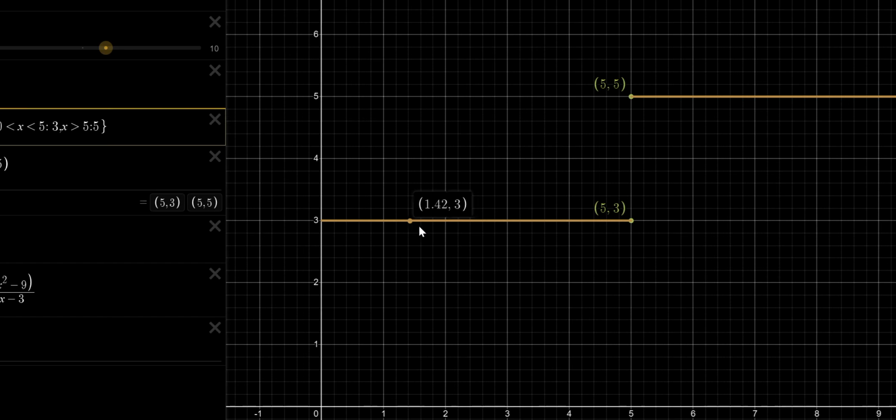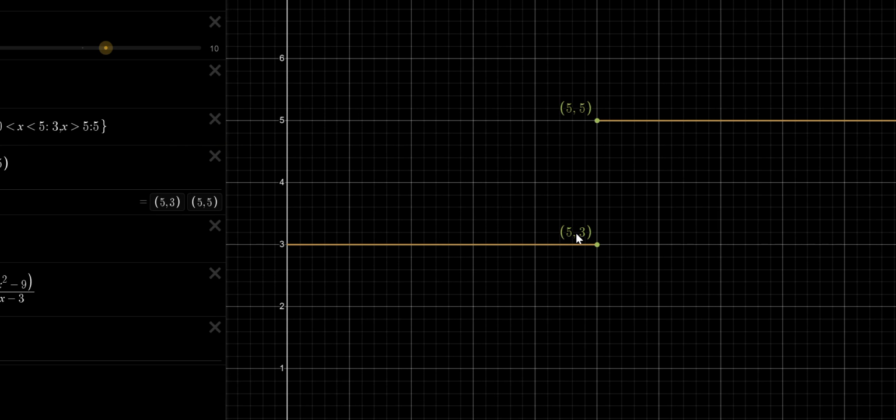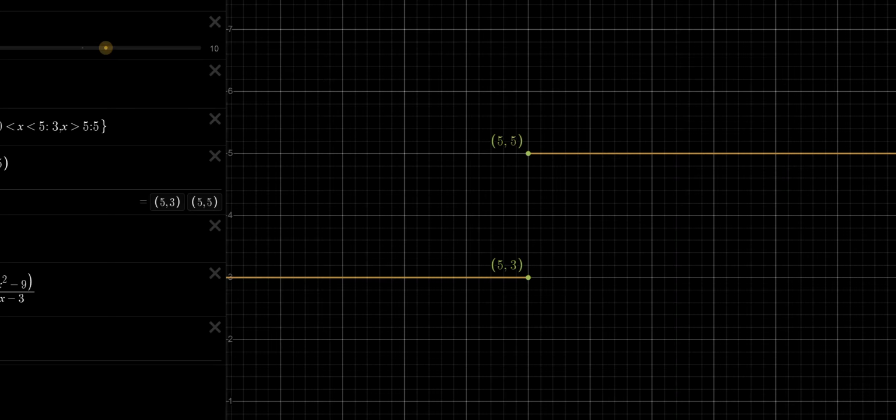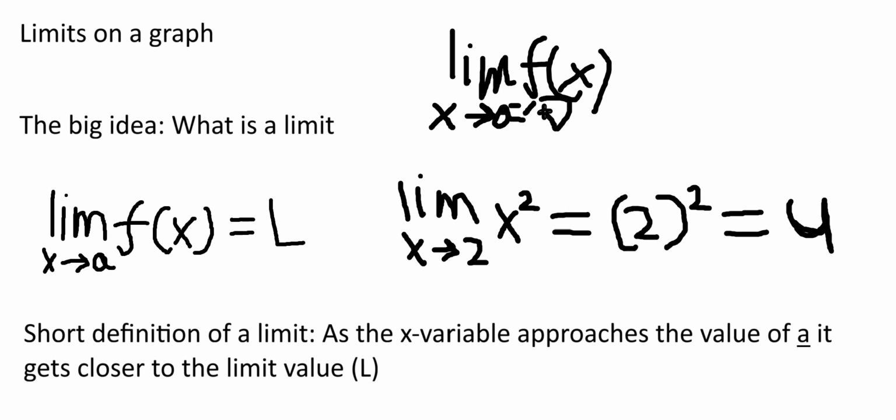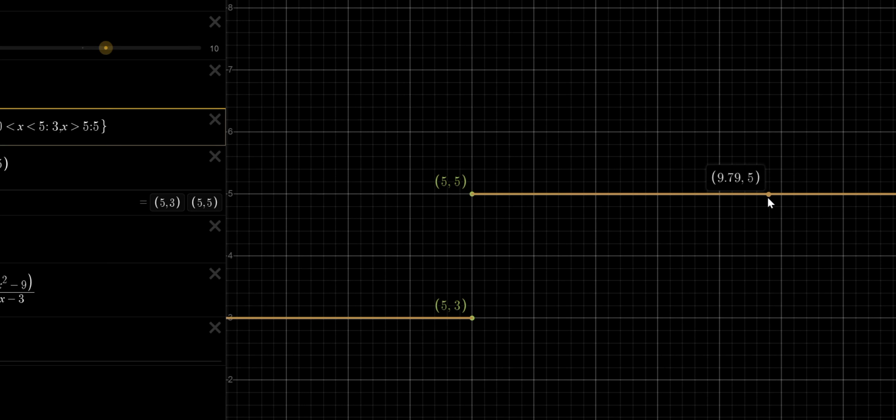So you're approaching from left to right. And you'll notice that as we approach from the left side, our y value is 3. Now, let's say we're approaching from the positive side. Oh my God, that's a terrible circle. If we're approaching from the positive side, which is just from right to left, we'll see that our y value is in fact 5, which is our limit, 5.